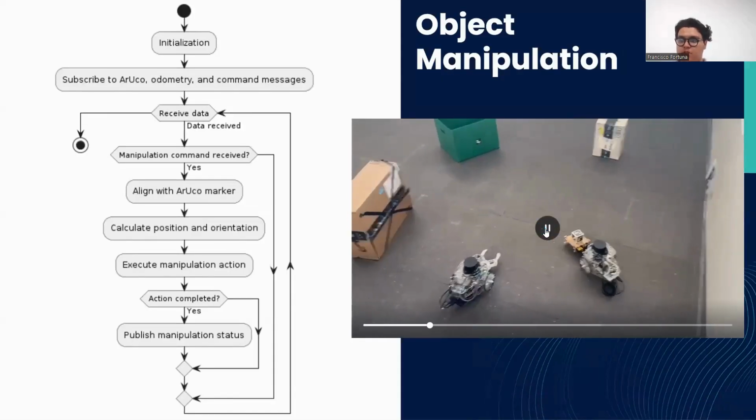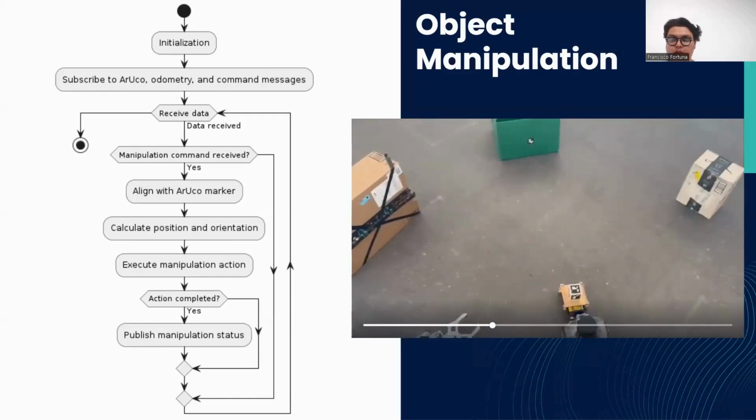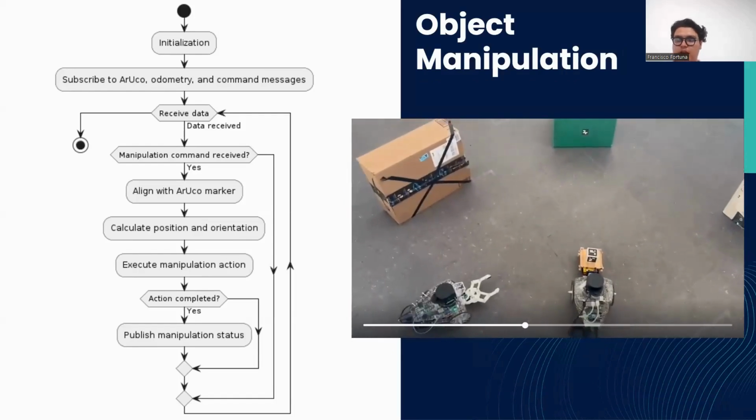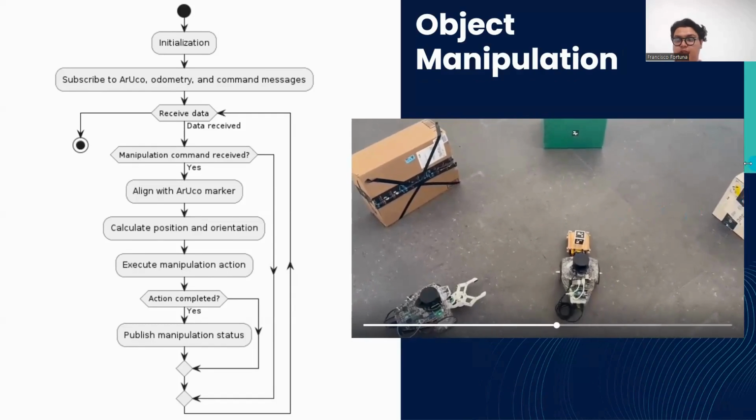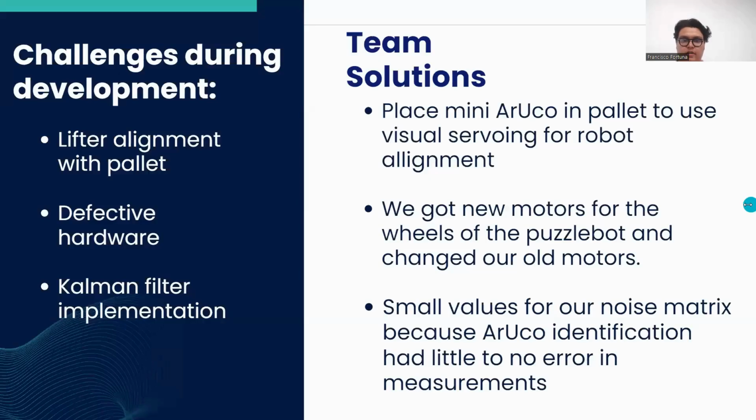For the object manipulation, we first need to identify the Aruco markers using computer vision and the Aruco library. We then align the robot to the Arucos on the palette to precisely lift the object, and once it is aligned, we move forward and lift the palette with our own designed lifter.